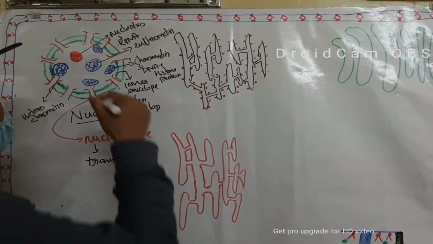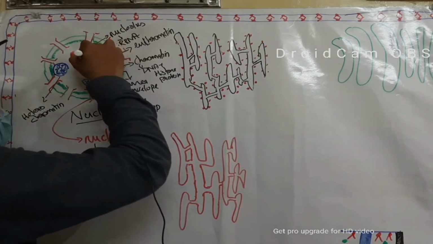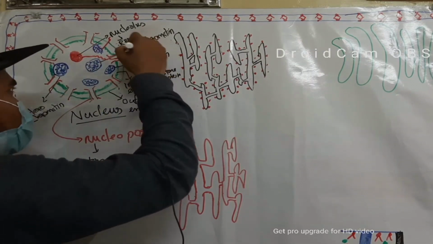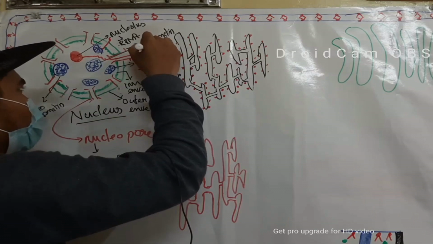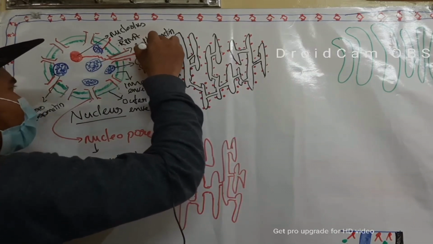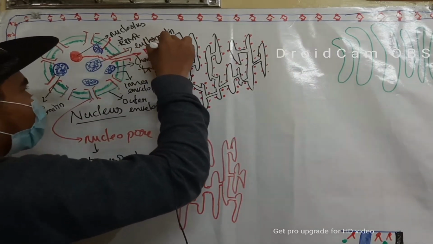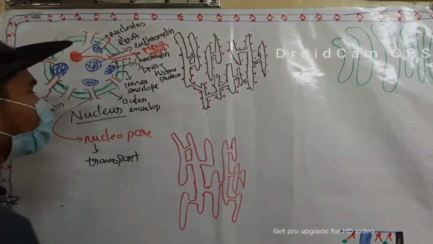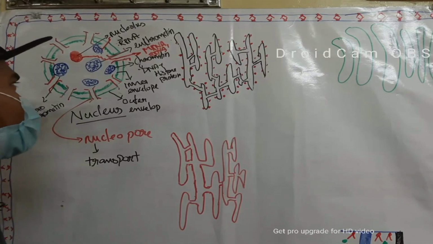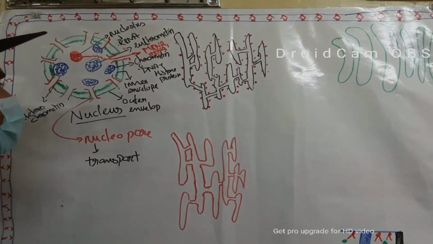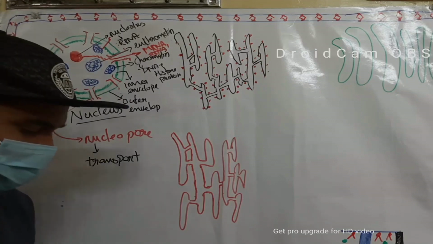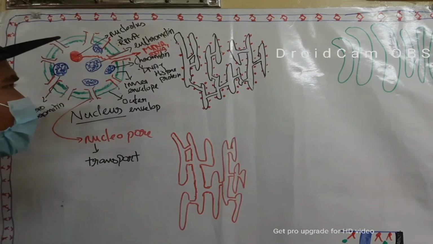From the nucleolus, the mRNA gets transferred towards the cytoplasm through these nucleopores. The mRNA, rRNA and different types of RNA are transferred to the cytoplasm through these nuclear pores, and they move towards the different cell organelles in their further movement in the cell.